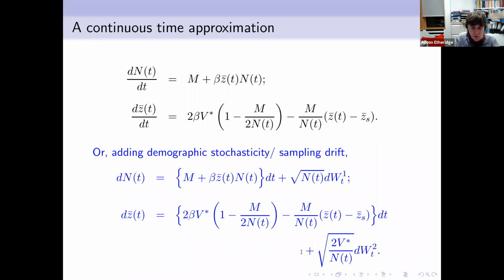And then what's this noise? Well, if I take a sample of size n from a normally distributed population with variance twice v star, the variance among the sample is going to be twice v star over n. And so this is just the sampling drift, if you like. And the nice thing about this form, so these are just the continuous analog of what we wrote down for our discrete recursion. I just prefer working with continuous models.